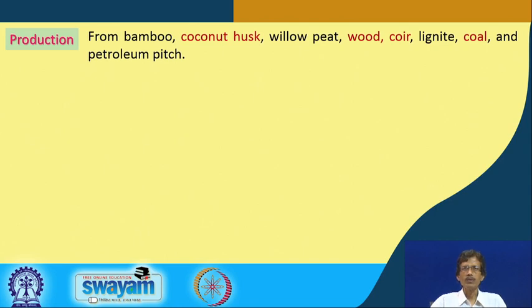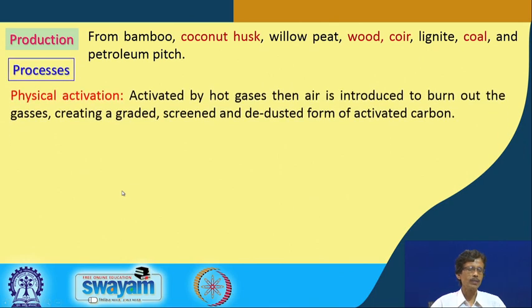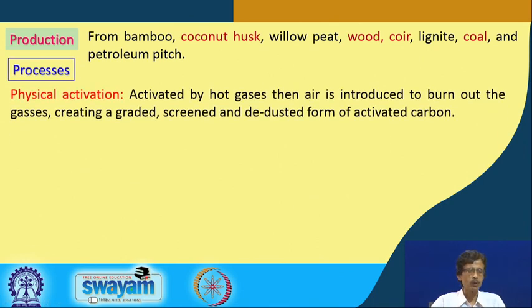What are the raw materials we can have for the production of activated carbon? Any carbonaceous material: bamboo, then coconut husk, coconut shell, willow peat, wood-based material, wood also, any kind of wood, coir, then lignite, simply coal also, and petroleum pitch. So, this particular material can be used for the production of activated carbon.